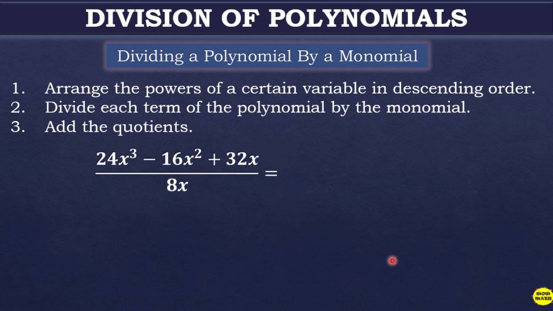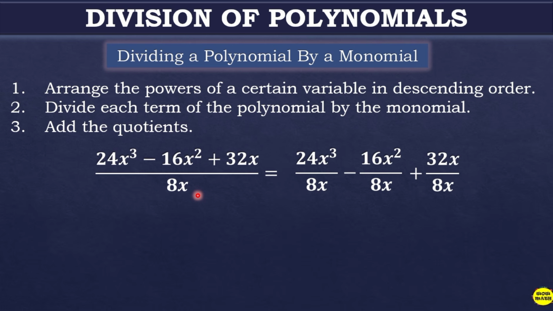So, let's have this one. So, ang gagawin po natin, check muna kung naka-arrange. So, 3, 2, 1. Okay? Now, divide natin yan lahat. So, divide each term. So, divide mo si 24x cubed sa 8x. Divide natin si negative 16x squared kay 8x. Divide rin natin si 32x kay 8x.